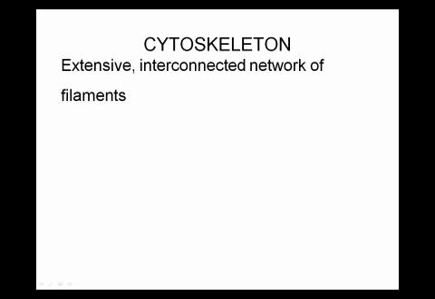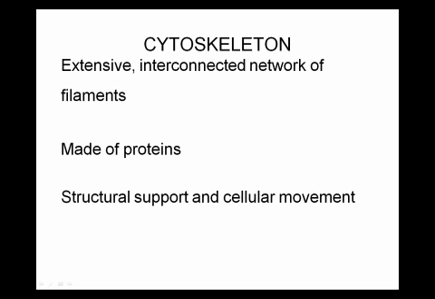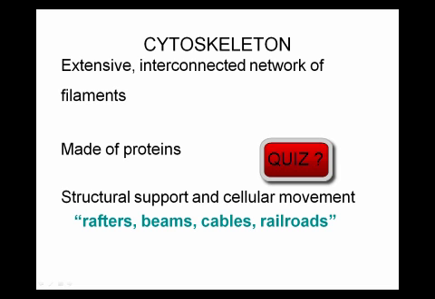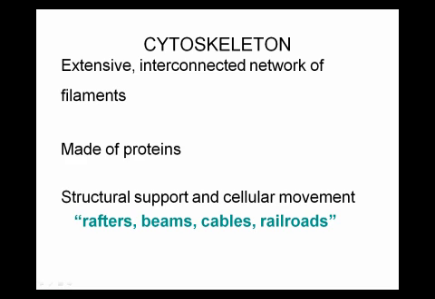Inside the cell, beneath the plasma membrane, there is an extensive interconnected network of fibers and filaments called the cytoskeleton. These are made of some different protein subunits that form the individual filaments, and the general purpose of these is structural support but also cellular movement. We can think of these as the infrastructure of the cell: rafters, beams, cables, and even railroads. Some people have suggested they're similar to the muscles and bones of an animal.